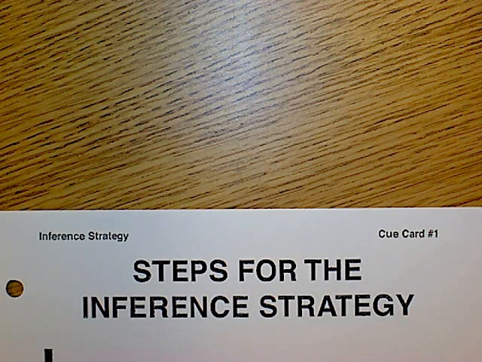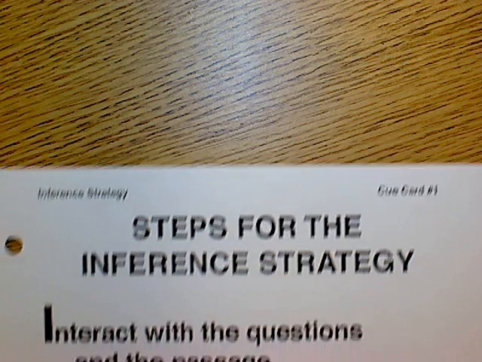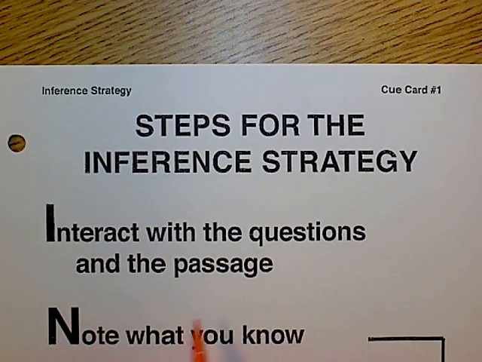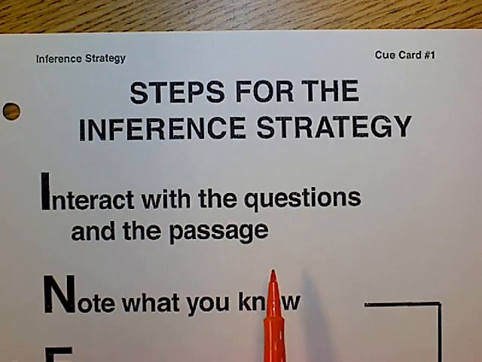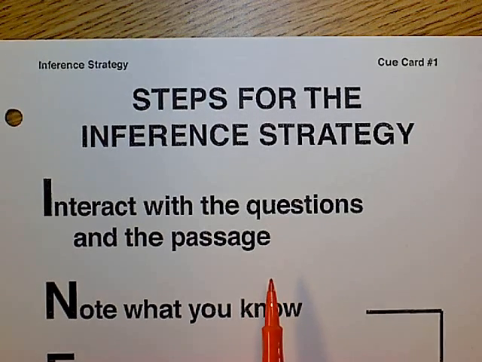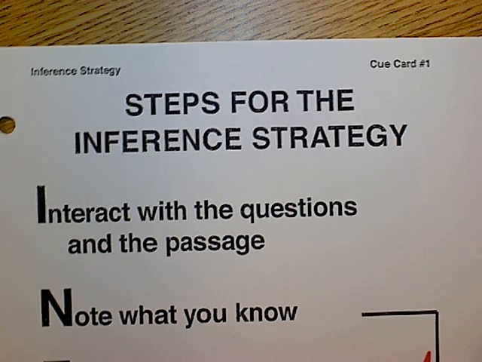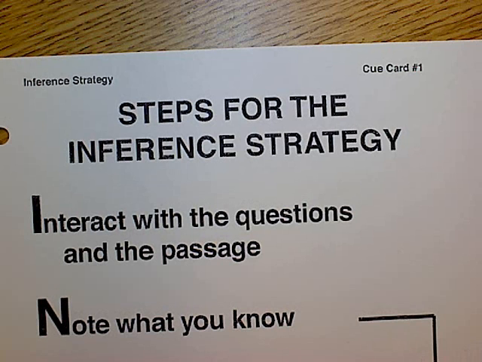Okay, so let's go back to our inference strategy. Remember, we have learned that I is interact with the questions in the passage. N should be note what you know, and that is as far as we got. We just note what we know. Okay, so we've talked about factual and think and seek. We know what infer means.